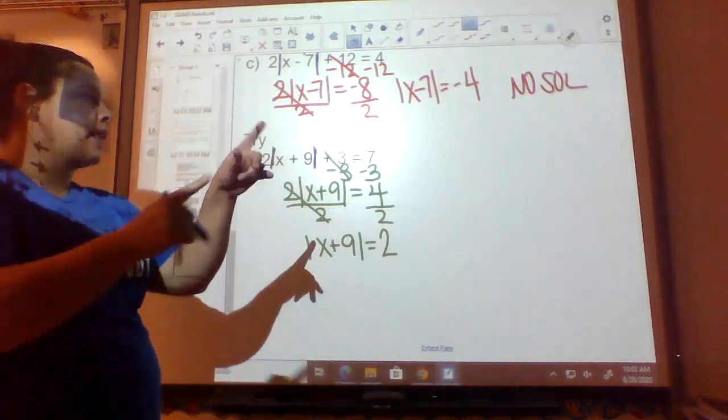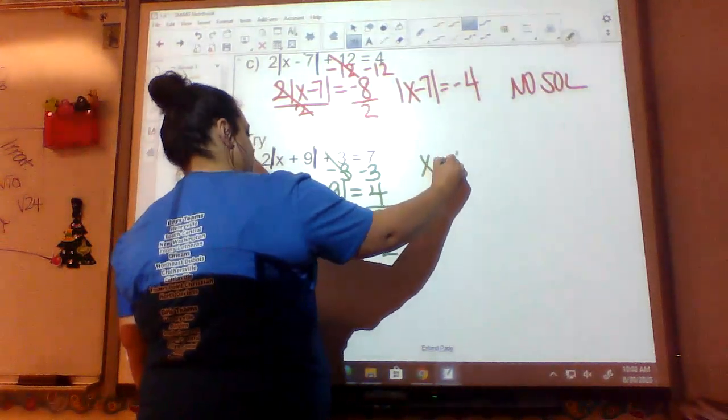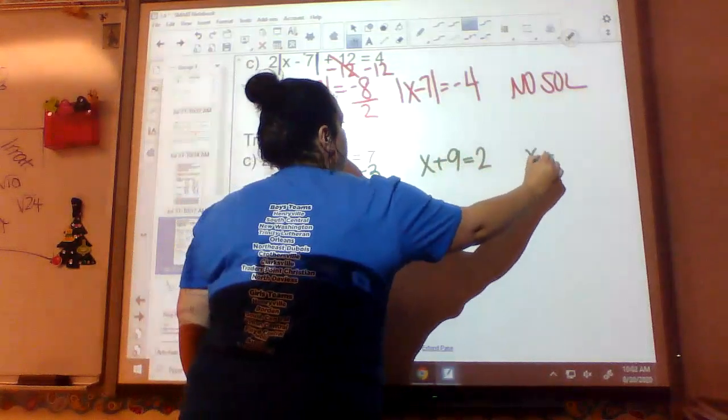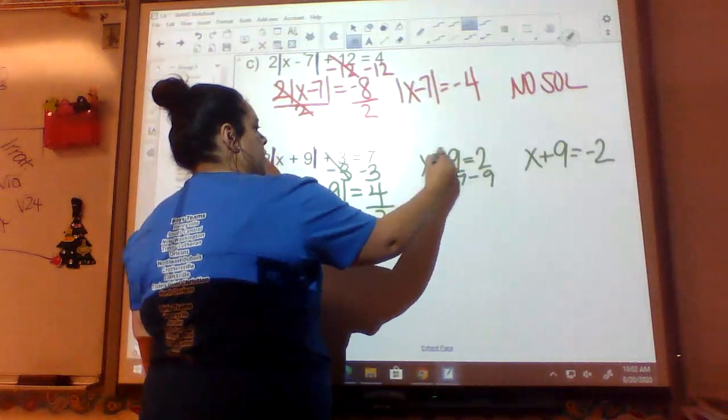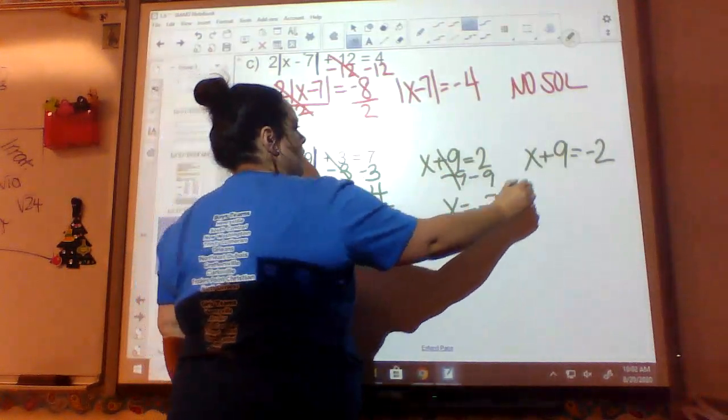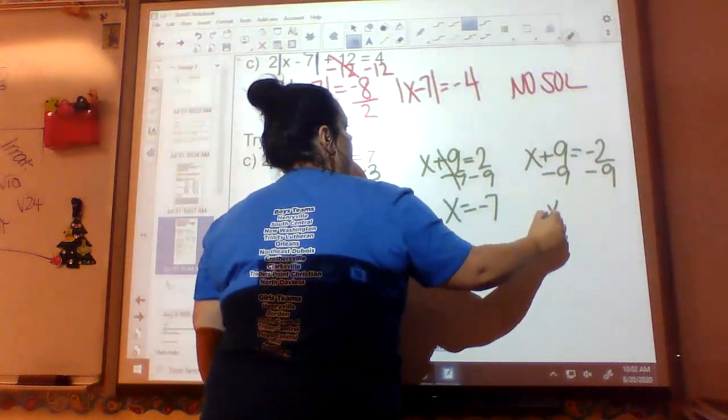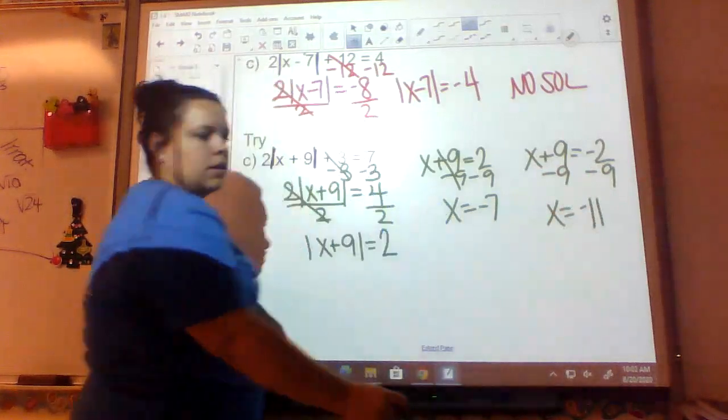After you isolate it, take it the 2 ways. So x plus 9 equals 2. X plus 9 equals negative 2. Subtract the 9. So x is negative 7. Subtract the 9. X is negative 11.